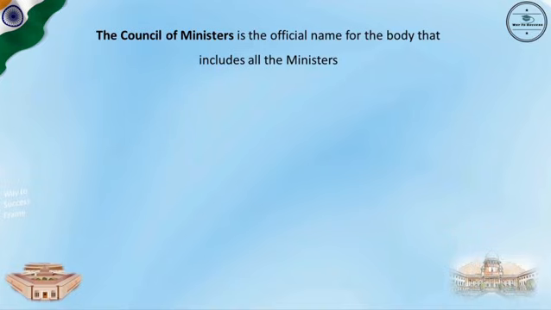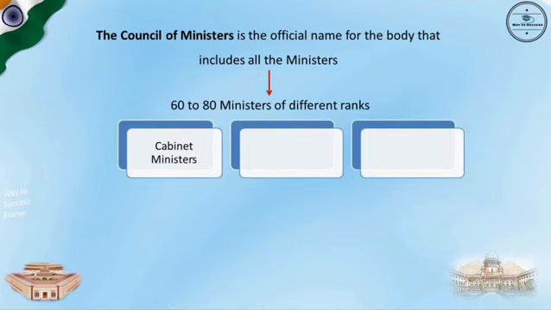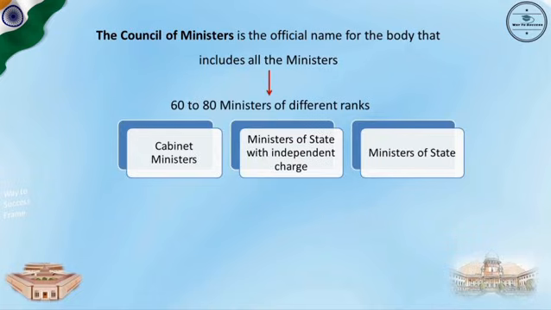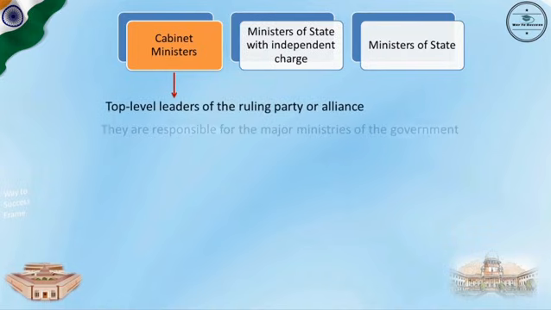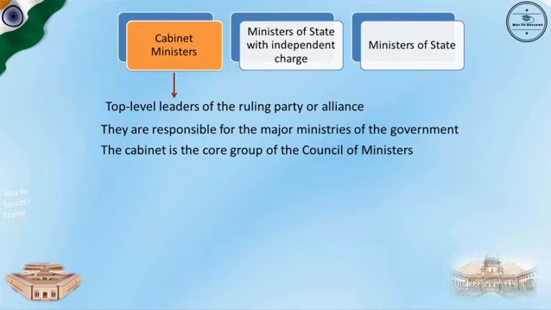The Council of Ministers is the official name for the body that includes all the ministers. It usually has 60 to 80 ministers of different ranks, such as cabinet ministers, ministers of state with independent charge, and ministers of state. Cabinet ministers are usually top-level leaders of the ruling party or alliance. They are responsible for the major ministries of the government. The cabinet is the core group of the Council of Ministers.